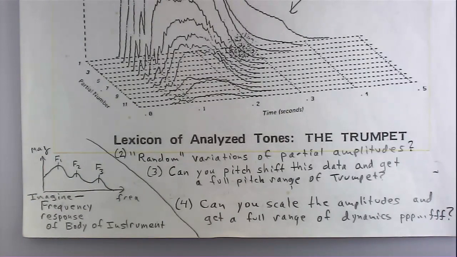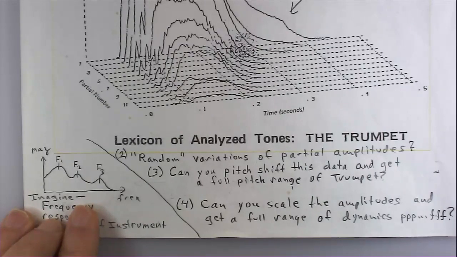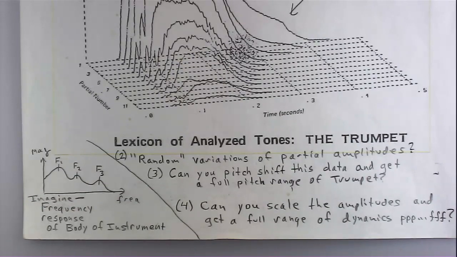There's all this turbulence, there's all these other things going on. It's not just a linear resonator. In fact, most notably, one of the things that happens is you'll play some low pitch, and there'll be some high frequency that's totally cut out. It's like the instrument has no response at the high frequency. But then if you actually shifted to that high frequency, you'd clearly get the fundamental. So it's not just this fixed frequency response. There's something much more complicated going on. So anyway, can you pitch shift this data and get a full range of the trumpet? Well, the answer is definitely no.